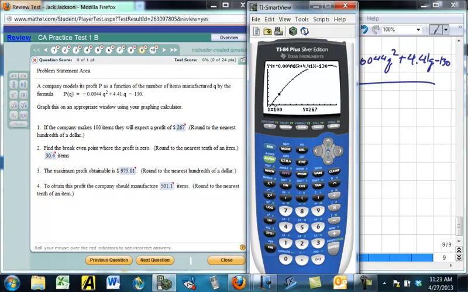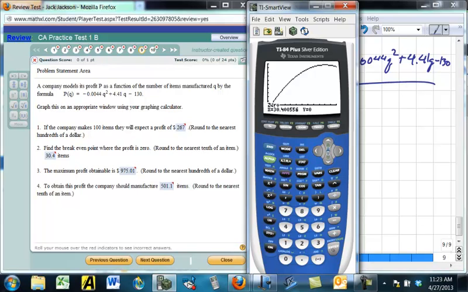Find the break-even point. That's where the profit is 0. So we're looking for this place where it crosses the axis. To find that, we go second trace, which is calculate. We want to calculate a zero. So I can type in 0 for the left bound. Use my arrow key to go to the right bound. Notice the y's are negative. Now the y's are positive, so that's good. Hit enter for the right bound, it's somewhere in between. Get my cursor close to the axis there. And it figures it out: 30.4, etc. items and 0 profit.